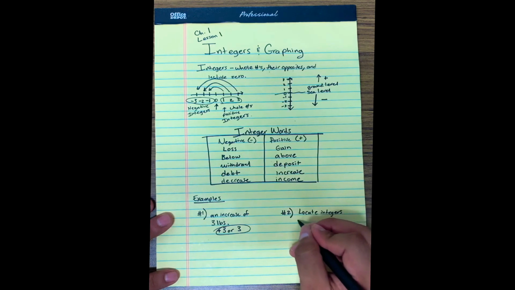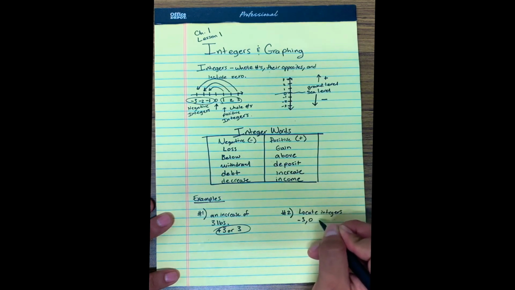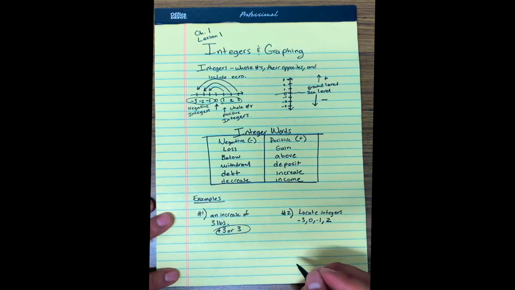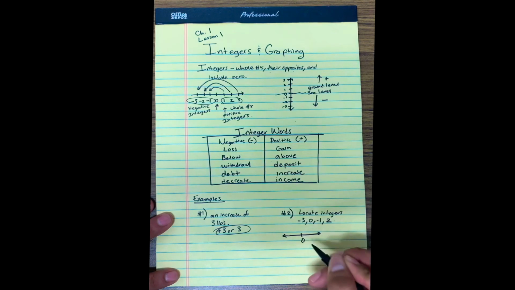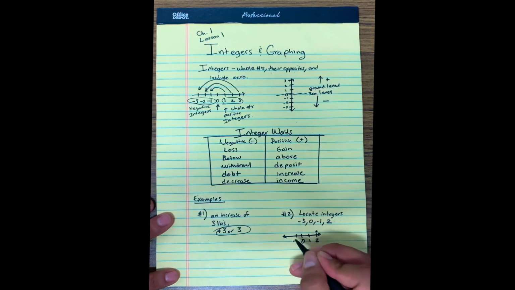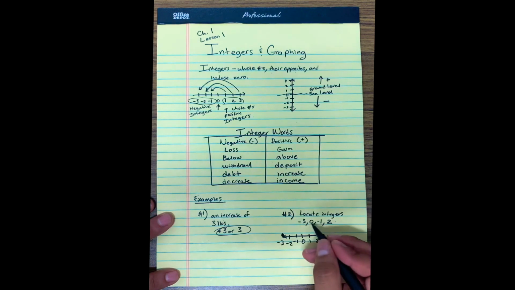So the next example is just locating integers. You have a -3, a 0, a -1, and a 2. The best way to do this is draw a number line. You can draw it going up and down or left to right. Best way to do is put 0 in the middle. You know which numbers go to the right of the 0, right? Those integers are whole numbers. Those are 1 and 2. And you know that the integers going to the left of the 0 would start at a -1, a -2, and a -3. And then you just locate them by putting dots where those numbers are.